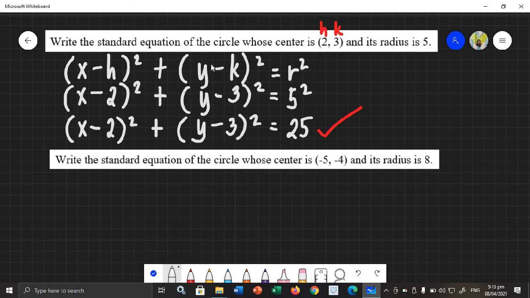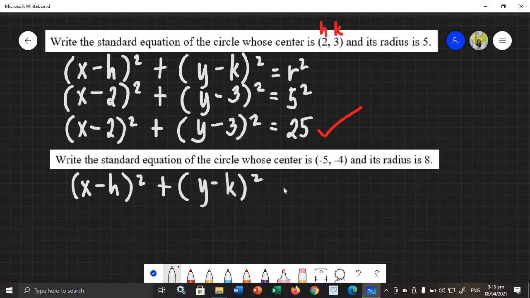Okay? And then next, we need to write the standard equation of the circle whose center is (-5, -4) and its radius is equal to 8. So again, using the standard form, we have quantity x minus h squared plus quantity y minus k squared equals r squared. Let's substitute again the values of h, k, and r.